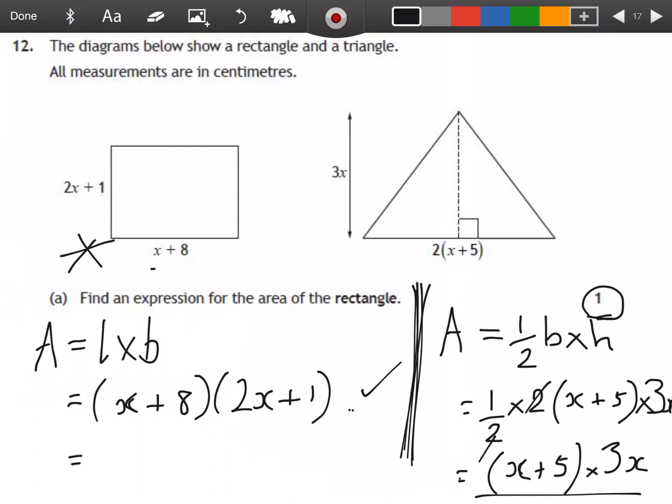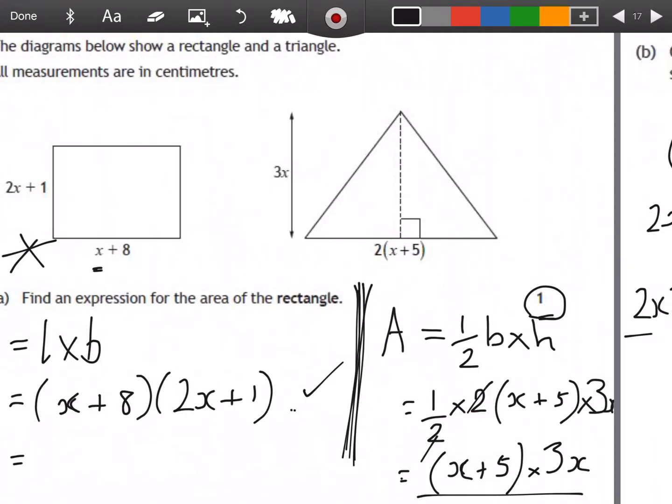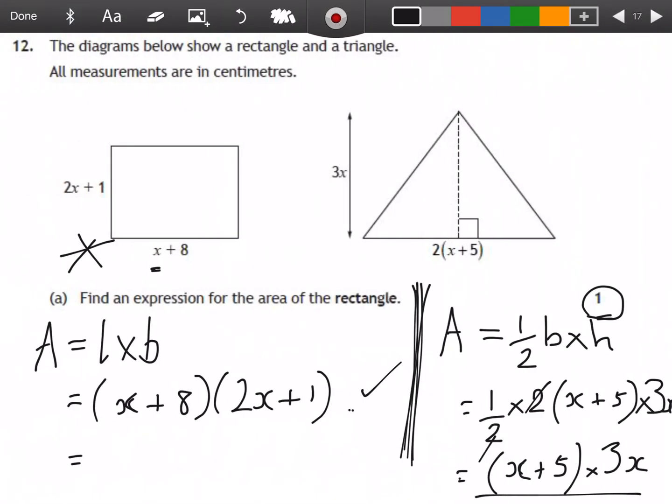Yep, x plus 8 is the length of the rectangle. But this one here, 2x plus 1. See if x was negative 2 there: 2 negative 2s is negative 4, add 1. It means the breadth of that rectangle would be negative. Quite often this is what happens at the end of your quadratic question. Quite often you eliminate the negative answer because it doesn't actually make sense.